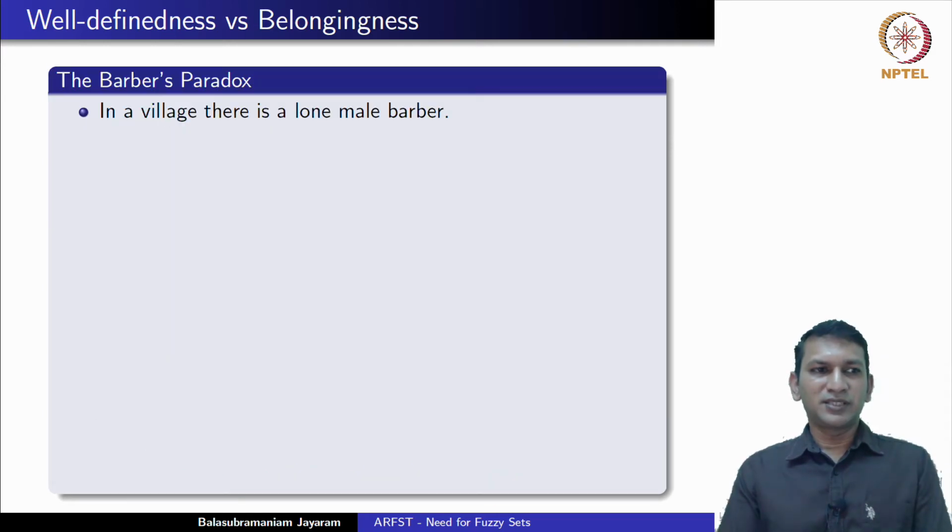Let's look at this famous paradox which you may have heard. So in a village there is a lone male barber. Let M denote the set of all the men in a village.